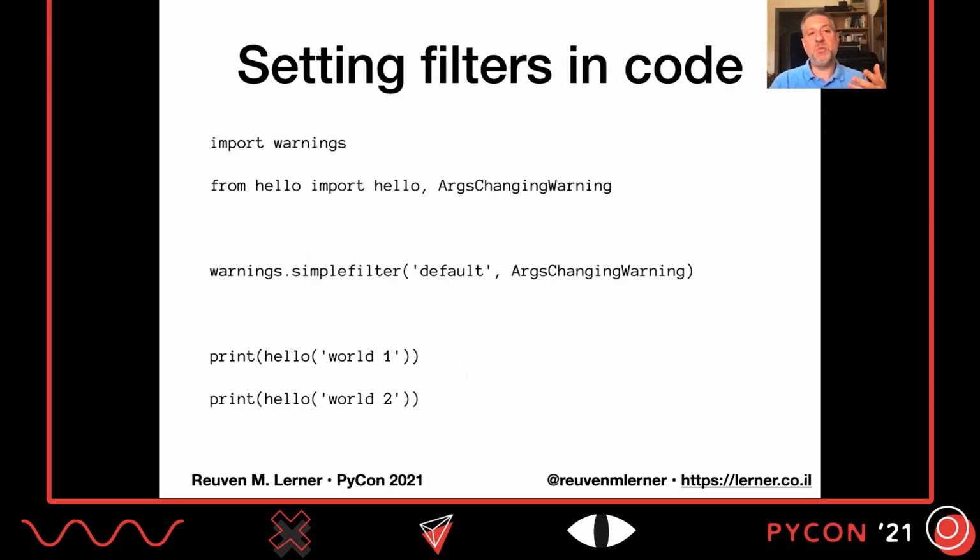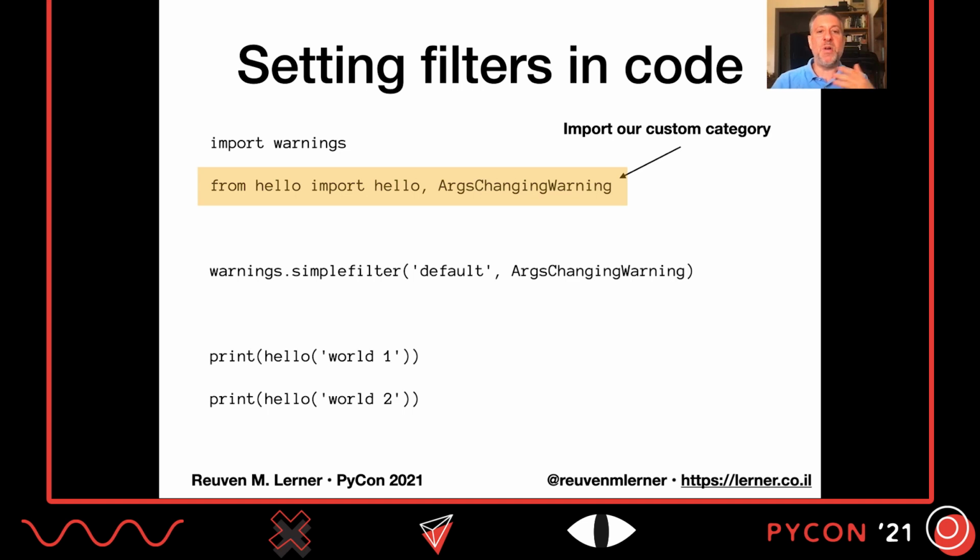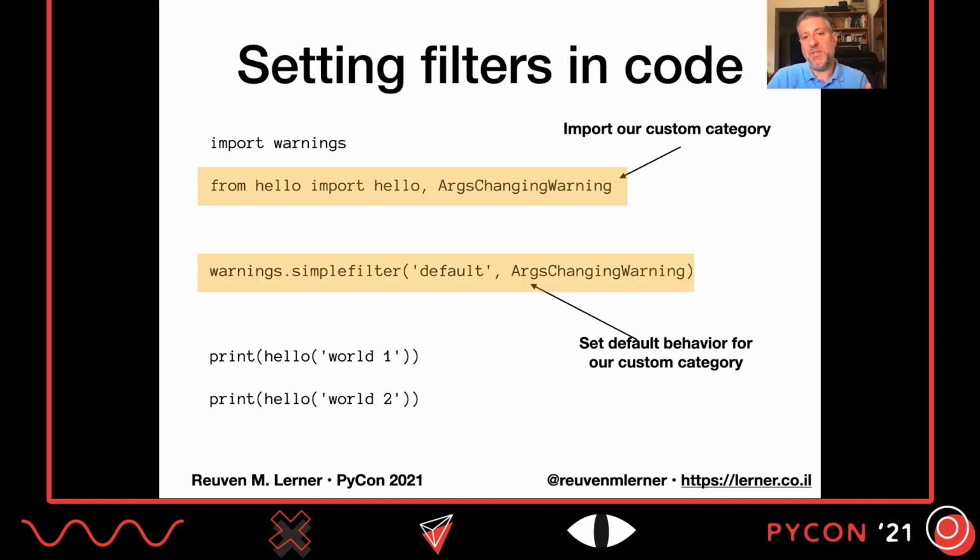And here's an example of how you can do that in code. So I'm going to import warnings, and then from hello, import hello and ArgsChangingWarning. I'm going to import a custom category. Now I can actually set the filter for my custom category. I'm going to set the default for that. And then when I call hello world 1 and hello world 2, we'll be fine.